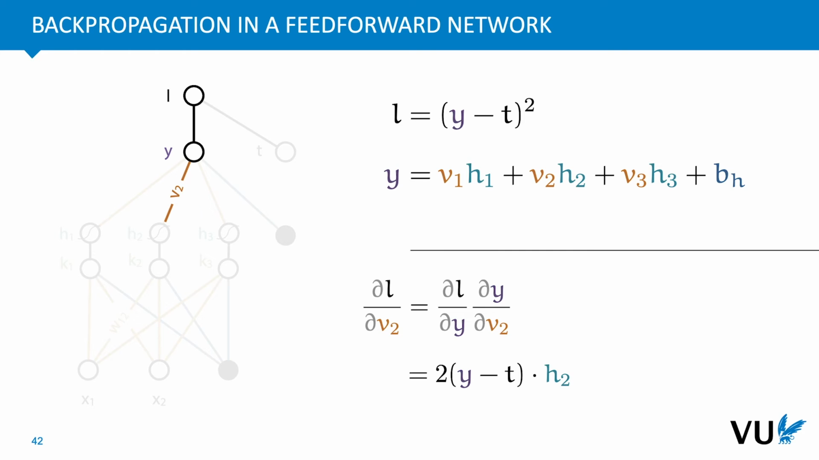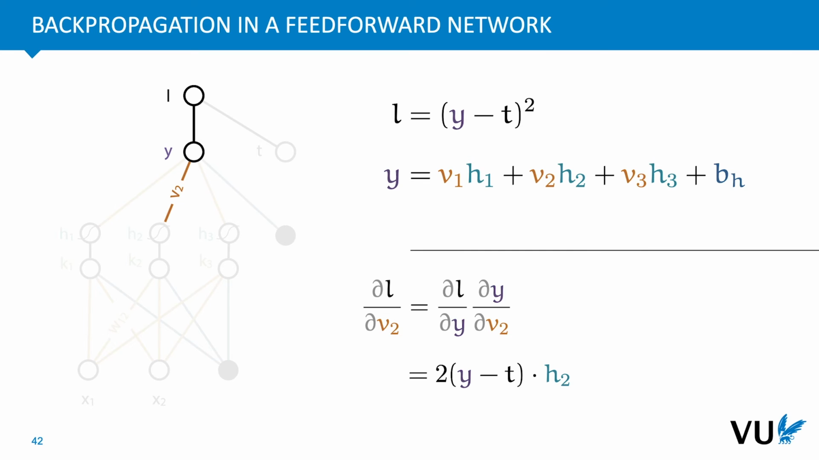And for the second local derivative, we simply have a linear sum, so only one of the terms affects the derivative, and the v2 with respect to which we take the derivative disappears, and we end up only with the thing it is multiplied by, which in this case is h2. So this is our symbolic expression of the derivative of v2, the gradient of v2.